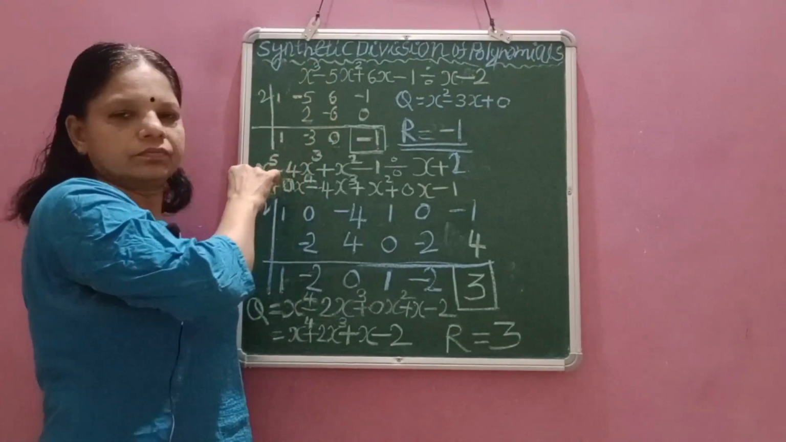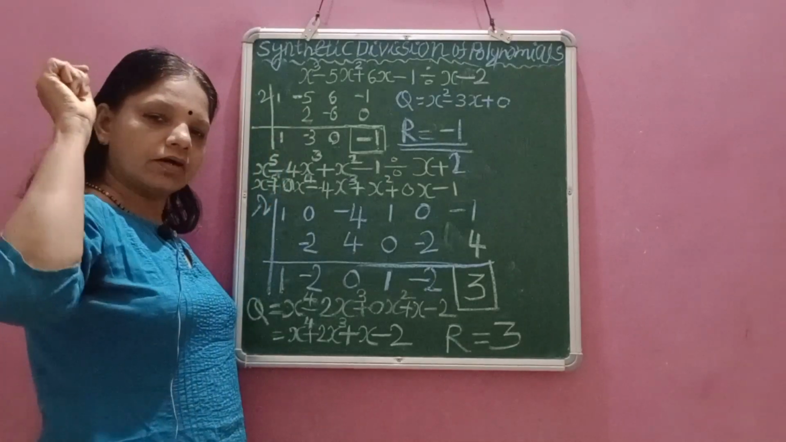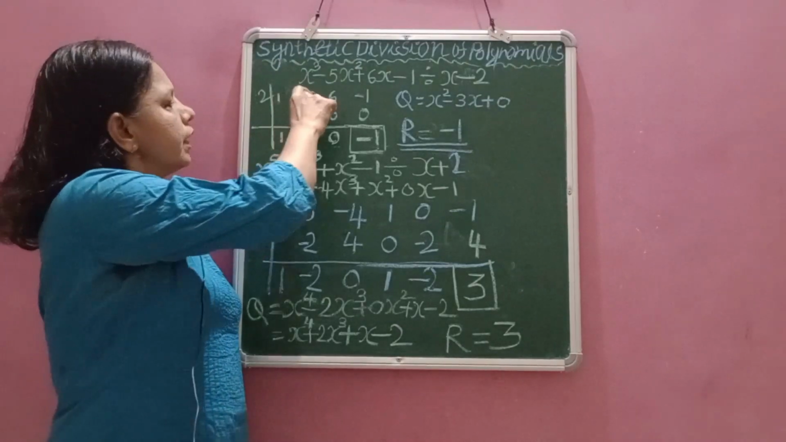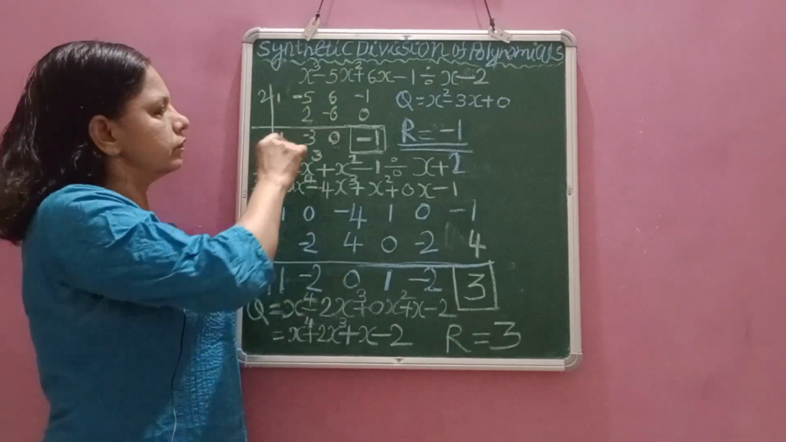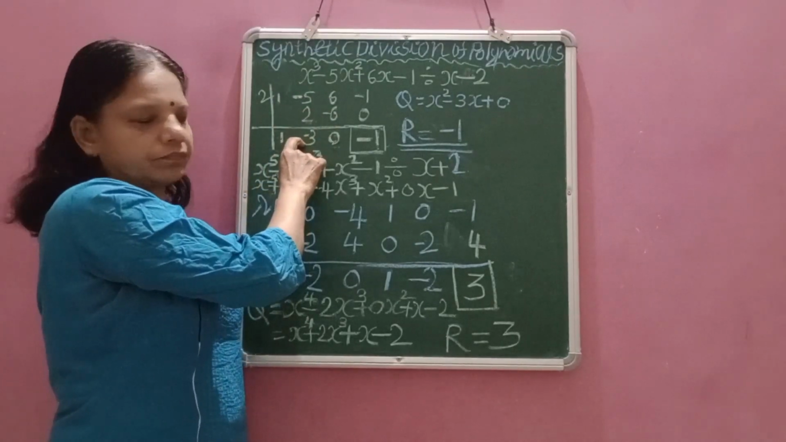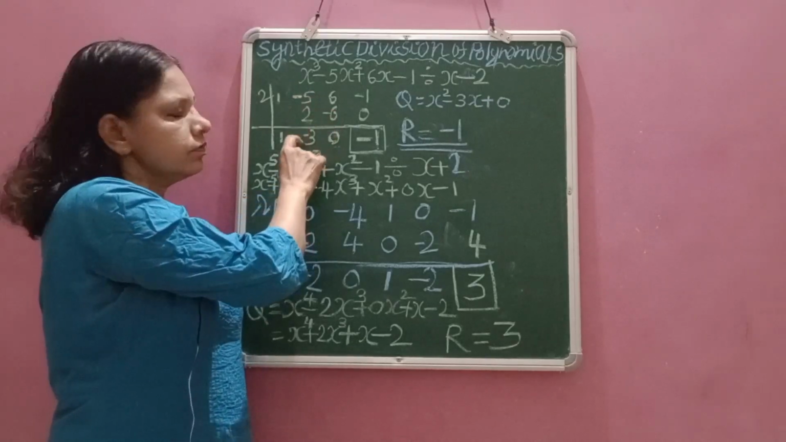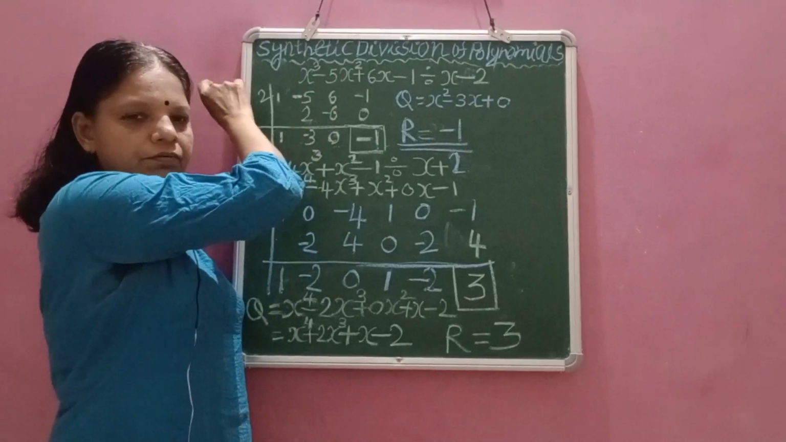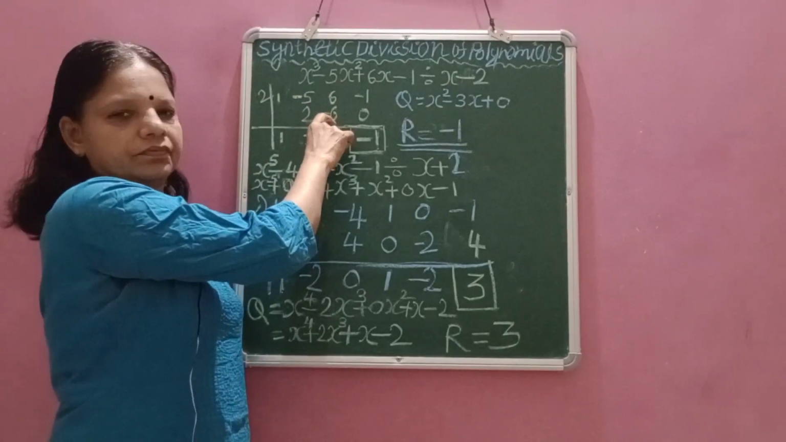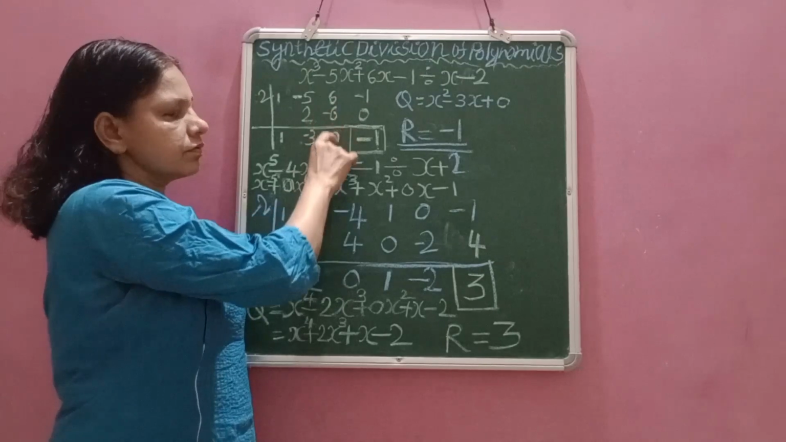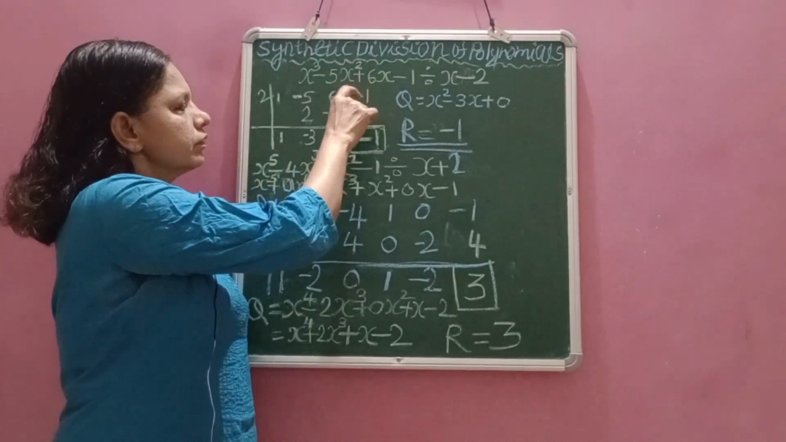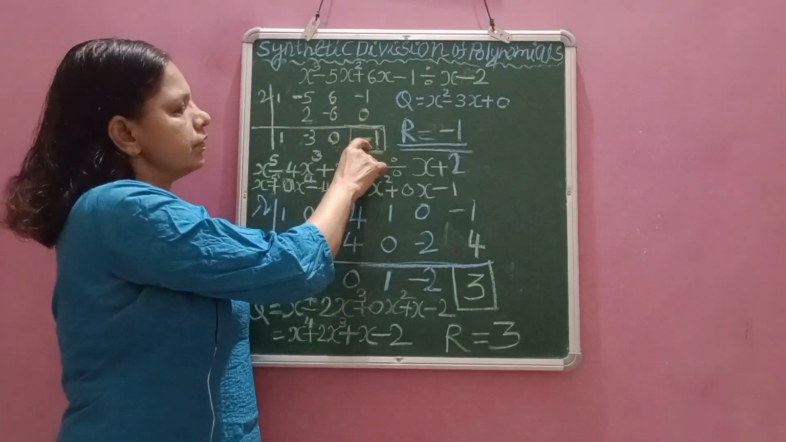1 into 2, 2. Then what you have to do? Add these two numbers. In direct method, what we are doing? Subtracting. Here, adding. Minus 5 plus 2. Sign of larger number and find the difference, that is minus 3. Understood? Minus 5 plus 2, minus 3. Again do the same procedure. Minus 3 into 2. 3 2s are 6 and minus 6. 6 plus minus 6, 0. 0 into 2, 0. Minus 1 plus 0, minus 1.